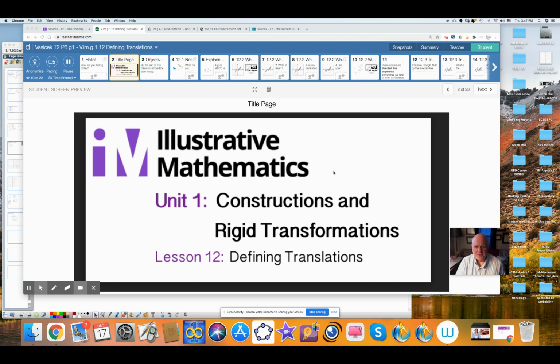Hi, I'm Mr. V, and today I'm going to be talking about Illustrative Mathematics Geometry. This is Unit 1, the second half, which is rigid transformations, and this is Lesson 12, defining transformations.